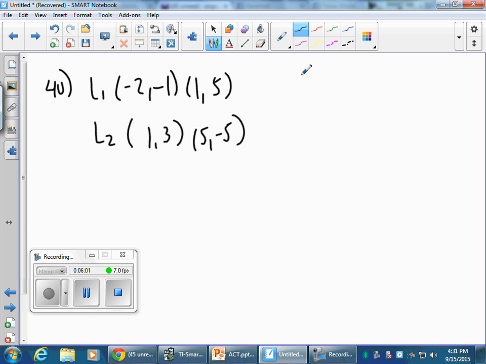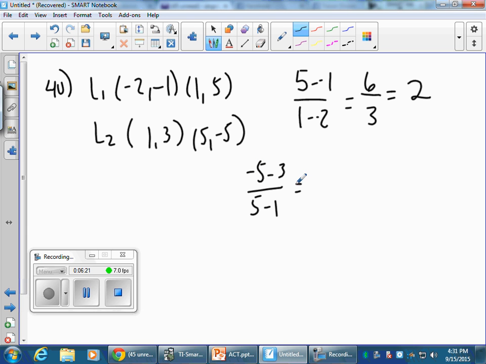So the slope of line 1 on the top would be 5 minus negative 1, y2 minus y1. On the bottom would be 1 minus negative 2. So I get 6 on the top and 3 on the bottom. The slope of line 1 is 2. The slope of line 2, negative 5 minus 3 on the top, 5 minus 1 on the bottom, I get negative 8 over 4. This slope is negative 2.